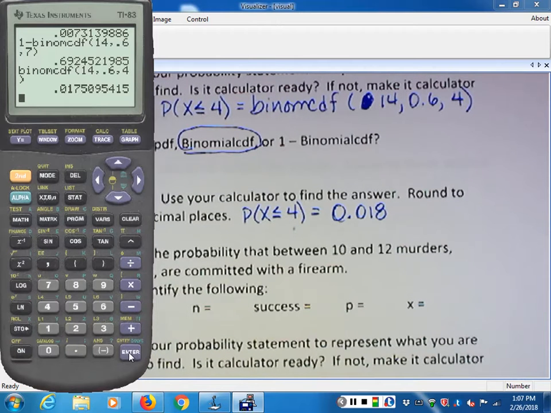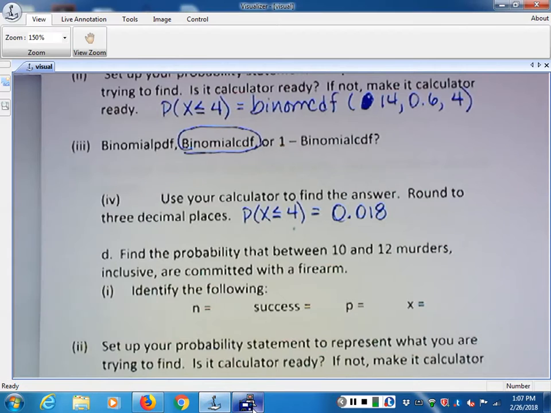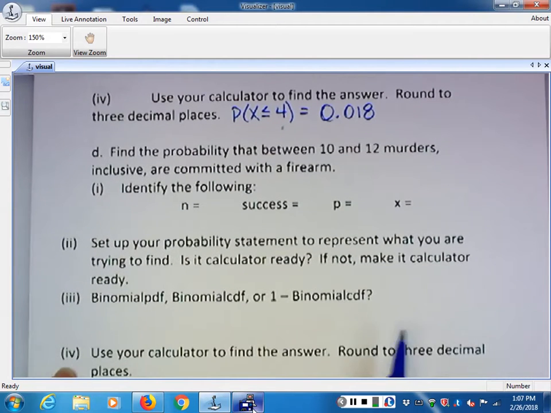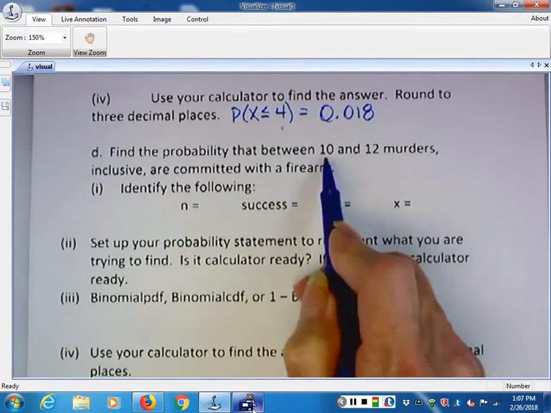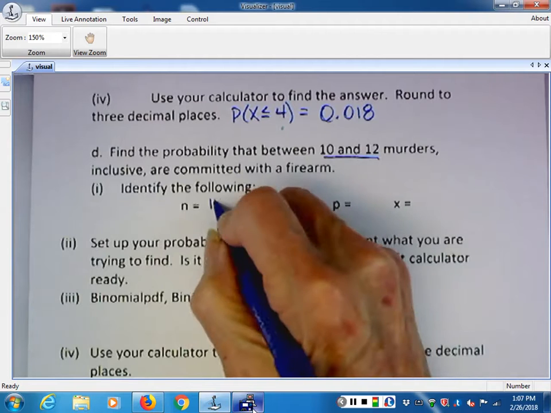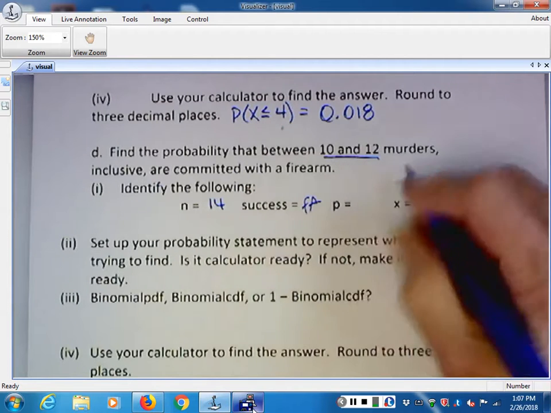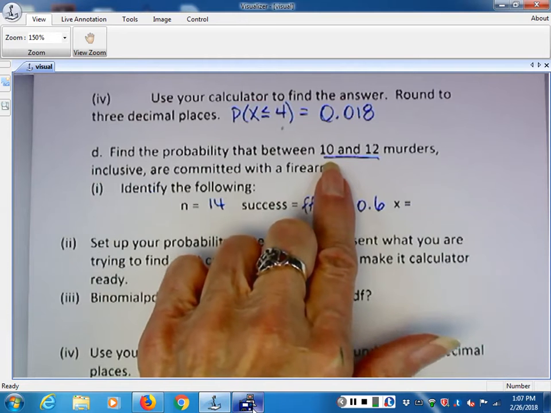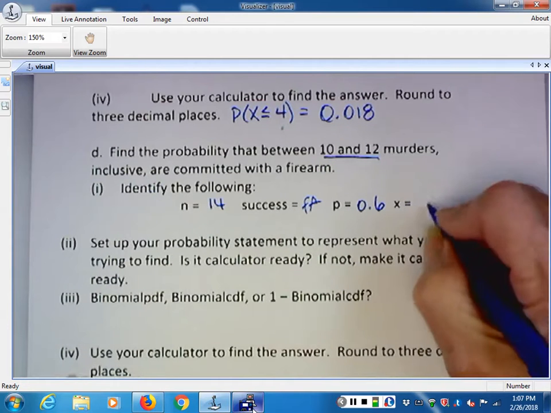This one actually is a little trickier than the others. And I would probably tell you a couple of different ways to do it. But let's talk first about the numbers that we're including. It says the probability between 10 and 12. So N is still 14 and P is still 0.6. What are the numbers from 10 to 12? 10, 11, and 12.